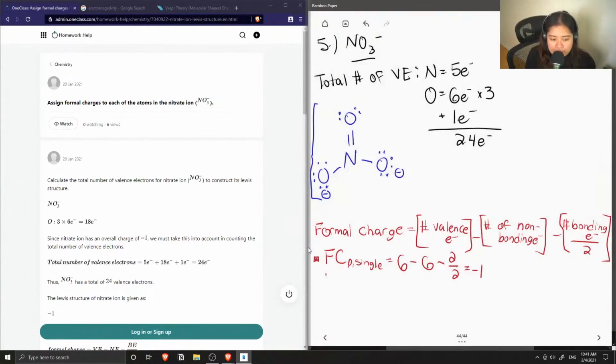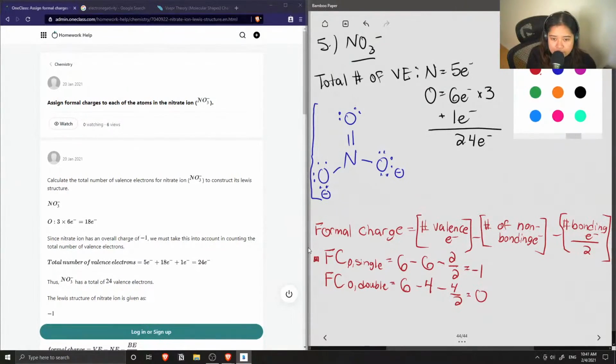So now let's calculate the formal charge of the oxygen that is double bonded. Again, there are 6 valence electrons. This time there are 4 non-bonding electrons, and there are 2 bonds to the oxygen, so we have 4 bonding electrons divided by 2. So 6 minus 4 minus 2 is 0. So our double bonded oxygen is just neutral.